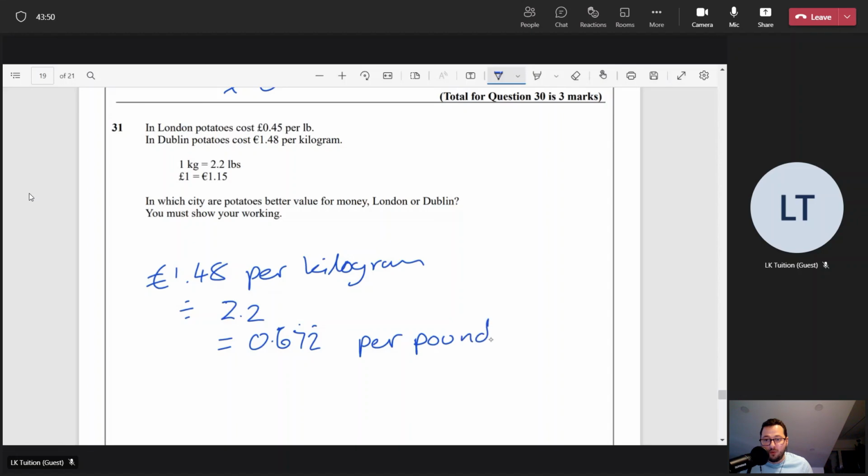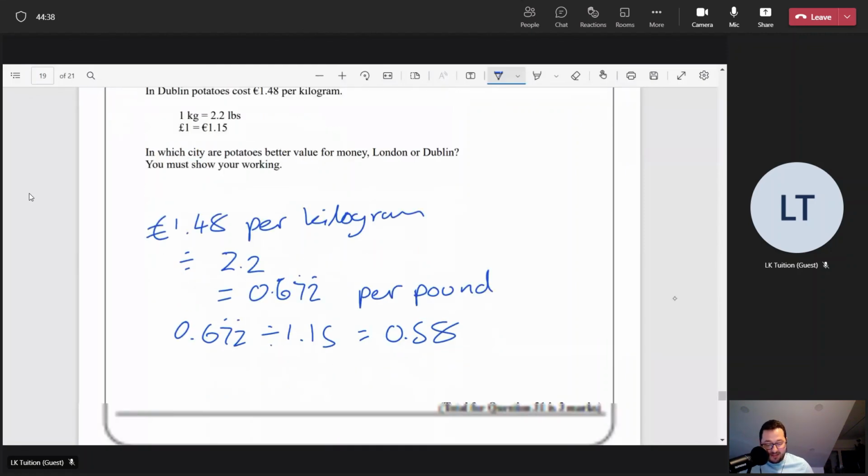And then we want to go from euros to pounds. So then we do 0.672 divided by 1.15. And we end up with 0.58. So that is more expensive. So they are better value in London.